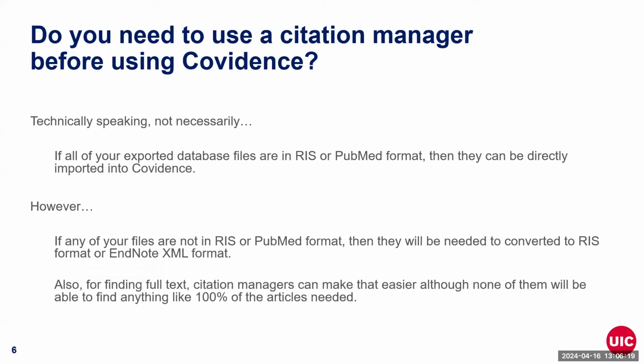Also, for finding full text, Covidence doesn't have a way to automatically locate full text, and citation managers often do. It doesn't often work 100% of the time. You won't get all of the PDFs that you need through that process, but you can often get a lot, and then you can do a bulk import from some of them into Covidence. So it can be helpful to have that intermediary step of the citation manager.